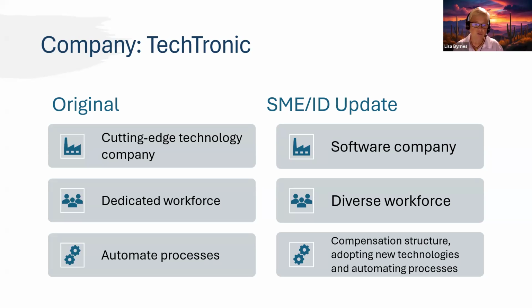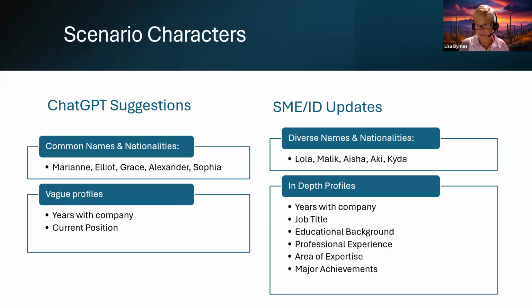So the issues we changed it to were a change in the compensation structure, adopting new technology, and automating the process. These were all things sparking fears in the employees of this fictitious company, Tektronic. We also wanted to create characters. ChatGPT suggested some very common names, and the profiles for each of those people were very, very vague.